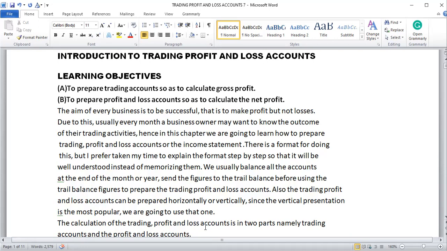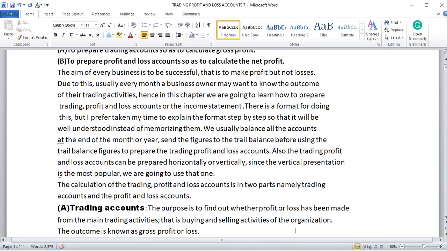The calculation of the trading profit and loss account is in two parts, namely the trading account and the profit and loss account. The trading account: the purpose is to find out whether profit or loss has been made from the main trading activities, that is the buying and selling activities of the organization. The outcome is known as gross profit or loss.